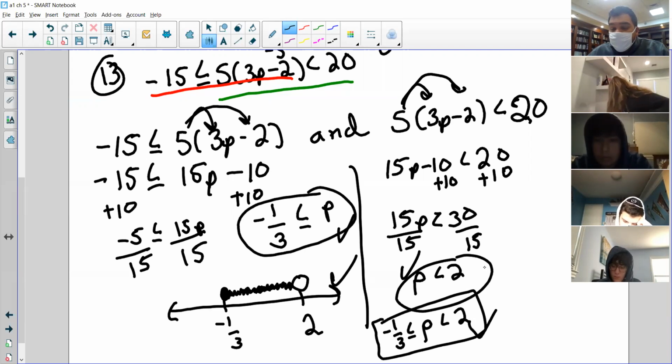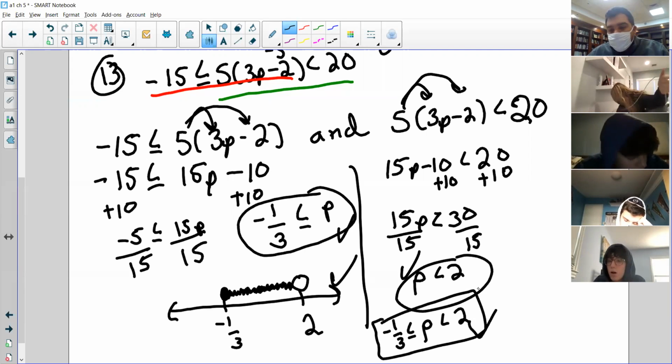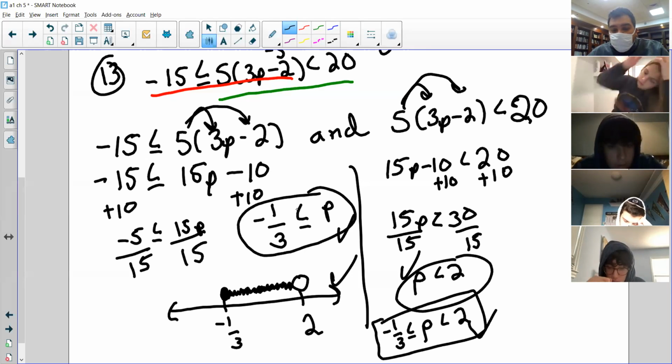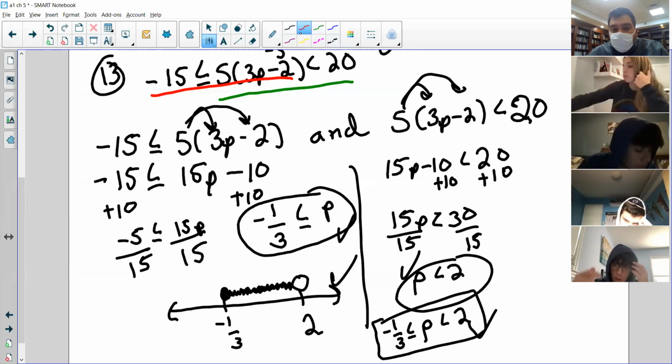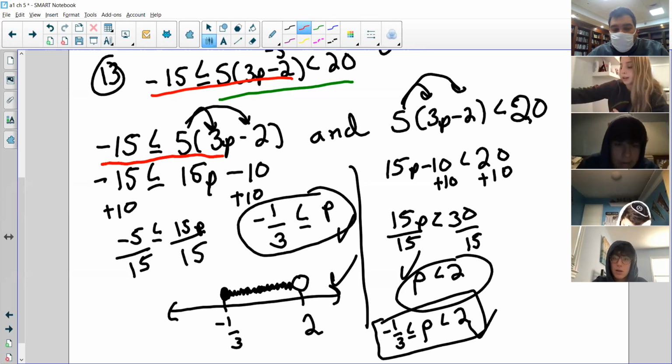Okay. Anyone else with questions on this? Yeah, go ahead. When I did that myself, I didn't distribute both of them. I just distributed first, and I got that P was less than or equal to -1/3. I got all the math the same, the exact same graph. I just got the sign wrong.